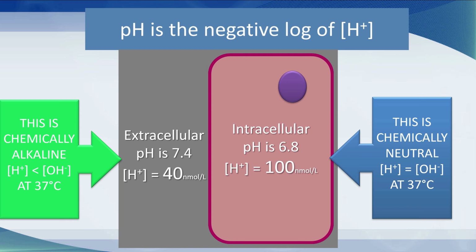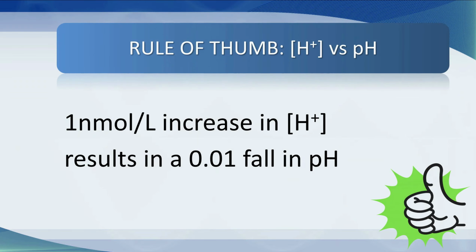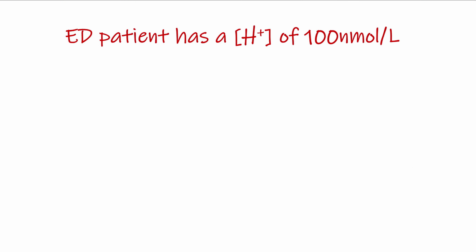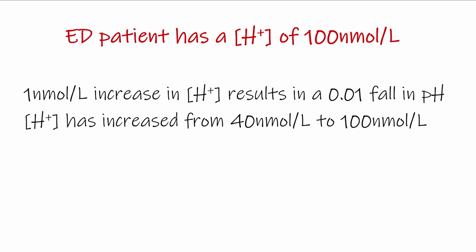Now I want to show you a rule of thumb for how you can calculate the hydrogen ion activity versus the pH. A 1 nanomole per liter increase in the hydrogen ion activity results in a 0.01 fall in the pH. Let's go back to our ED patient who had a hydrogen ion activity of 100 nanomoles per liter. His hydrogen ion activity has increased from 40 to 100 nanomoles per liter. That's a 60 nanomole per liter increase.